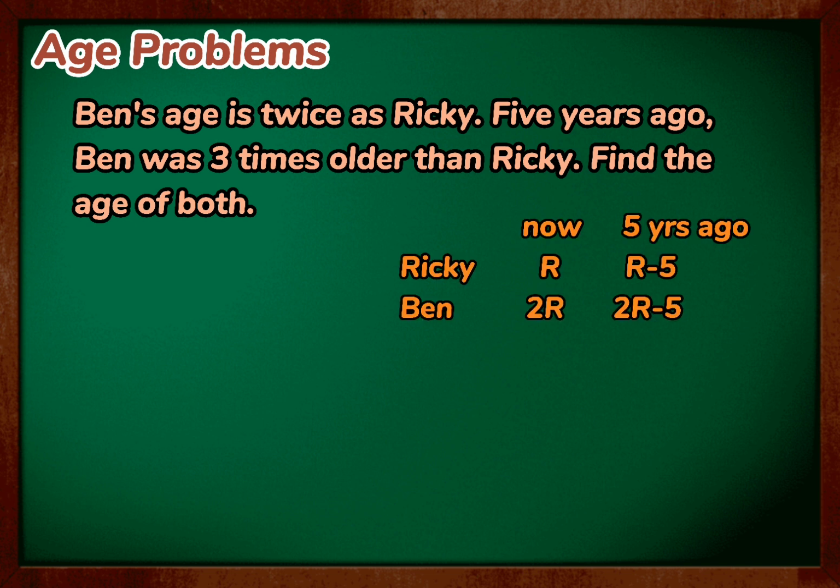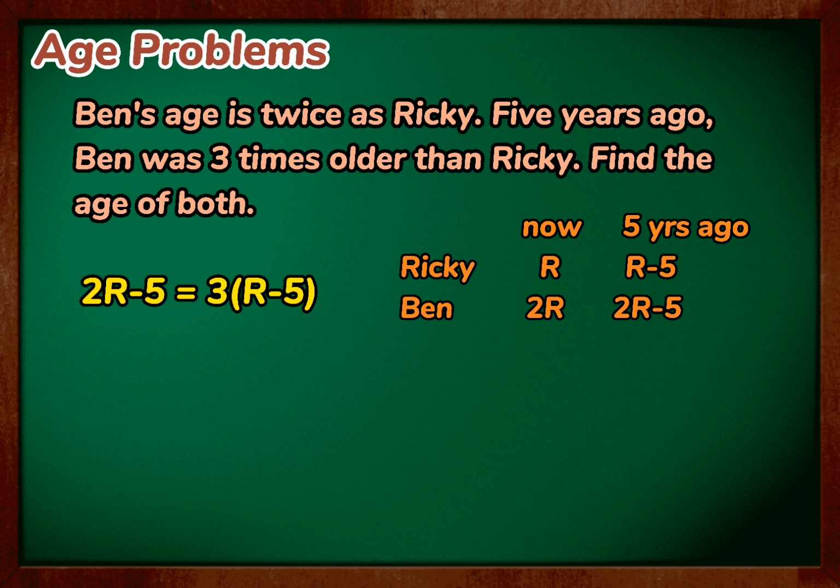Here's the illustration. Ricky's age now is R, and Ben, who is twice as old as Ricky, is 2R. Then 5 years ago, Ricky was R minus 5 and Ben was 2R minus 5. Find the equation. The problem says 5 years ago, so refer to this column. Ben was 3 times older than Ricky. So that's 2R minus 5 equals 3 times R minus 5.